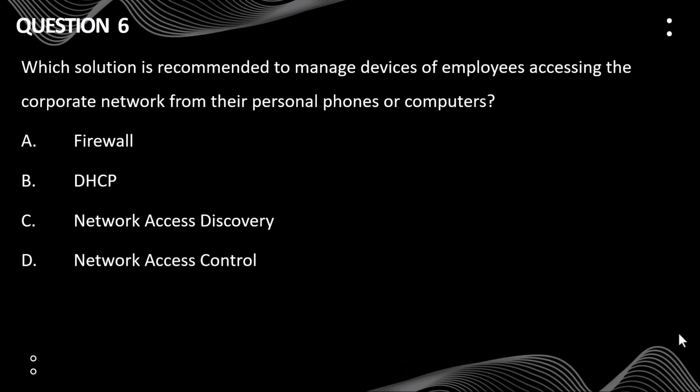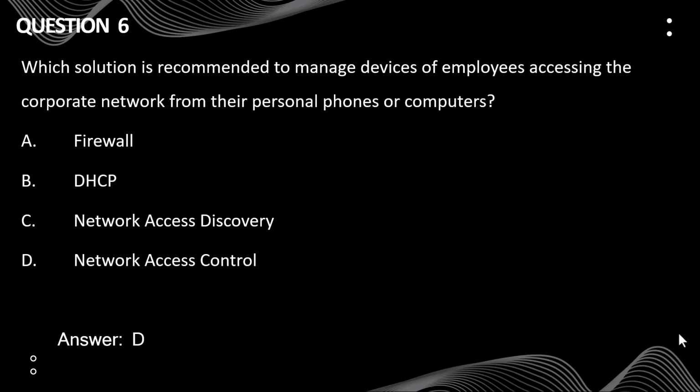Question 6. Which solution is recommended to manage devices of employees accessing the corporate network from their personal phones or computers? A. Firewall. B. DHCP. C. Network access discovery. D. Network access control. We are going with option D, and I'll explain why.